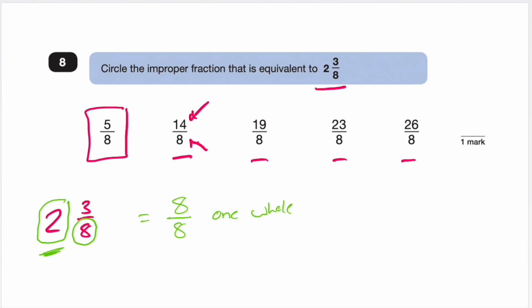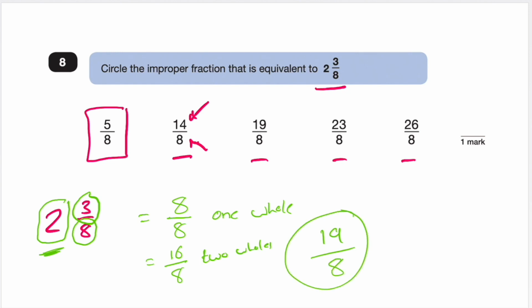But we've got 2 wholes, so therefore 16/8 would make 2 wholes. But don't forget that we've got this other 3 as well. So my 16 plus the 3 would give me 19/8 as an improper fraction. Do we have that in one of our options? Yep, there it is. There's our answer. And again, it says to circle, so we must circle.